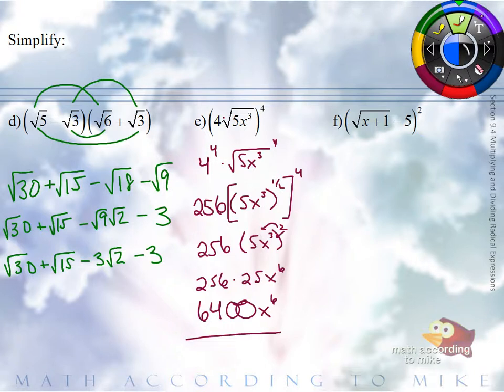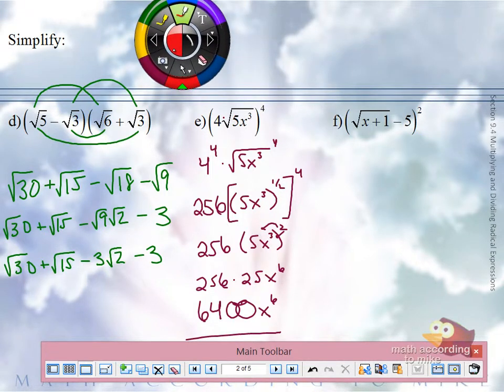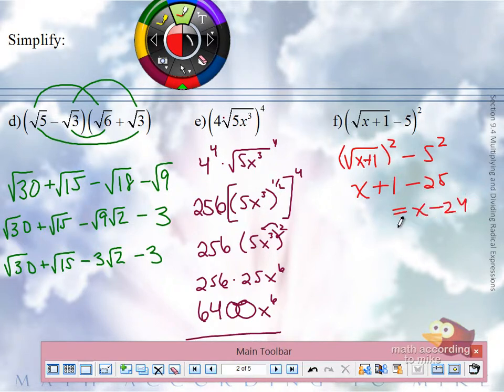F. Try F on your own. So, in red, I'm going to write down the wrong thing. Oh, okay, well, yeah, just square this guy, and square this guy, and I get x plus 1 minus 25, and I get x minus 24, and I'm done. Now I can go outside to play.